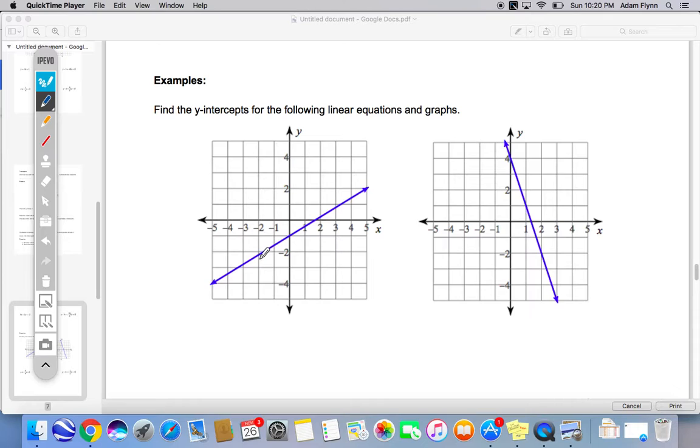So, given two graphs here, I know my y-intercept is where my function, or my line in this case, crosses the y-axis. So also my x-coordinate would be 0 at these points. If I'm taking a look at this line right here, I'm going to take a look at my y-axis, and my y-intercept would be wherever my line crosses the y-axis. So here, it would be at -1.